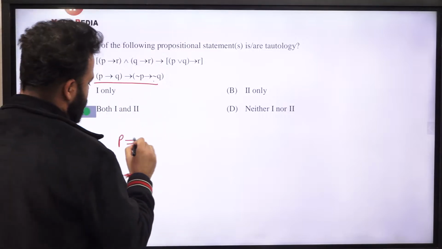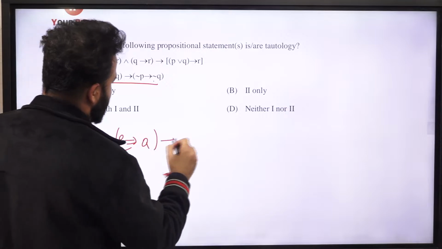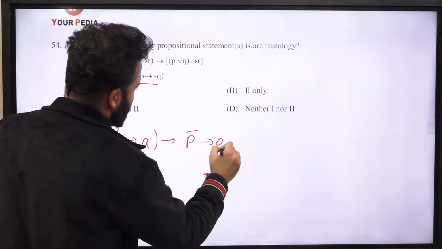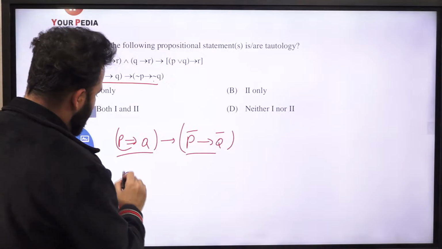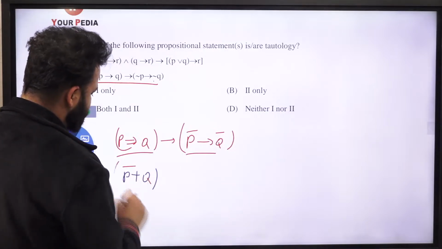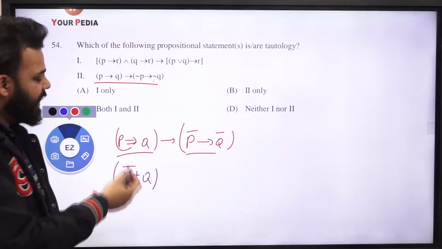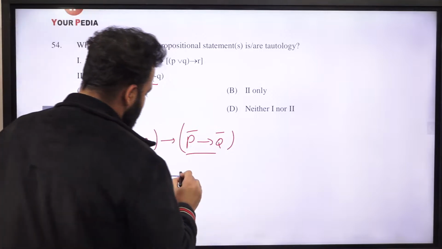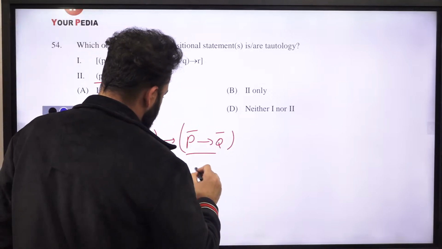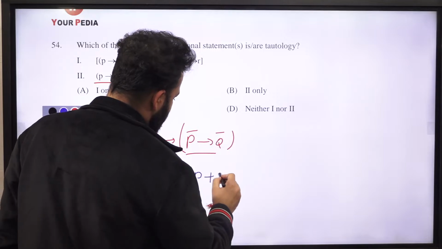So P implies Q, implication P bar implies Q bar. First of all, let's solve these two. So if you solve these two, you will get P bar plus Q, because if A implies B, it is equal to A bar plus B. P bar implies Q bar will be equal to P plus Q bar.